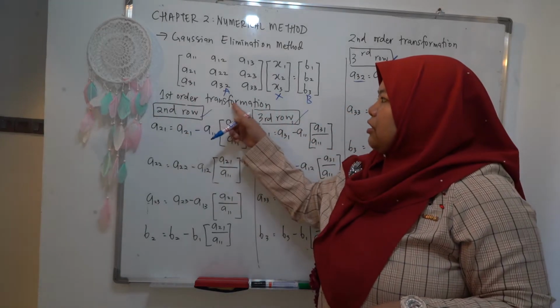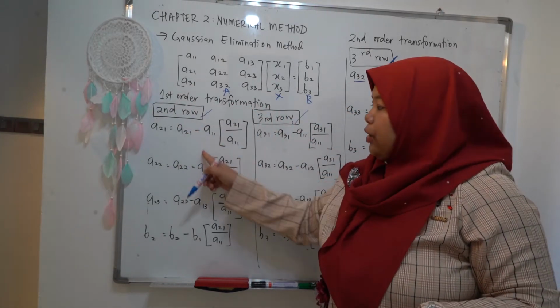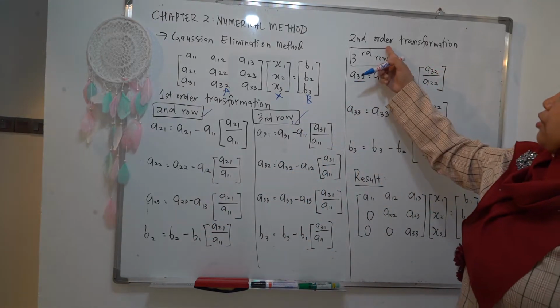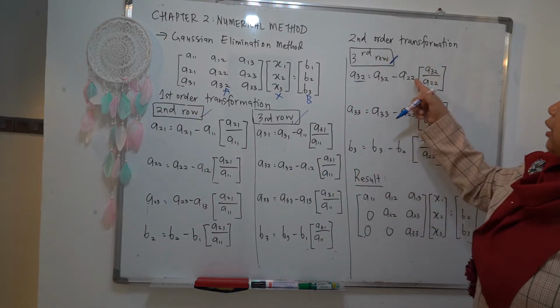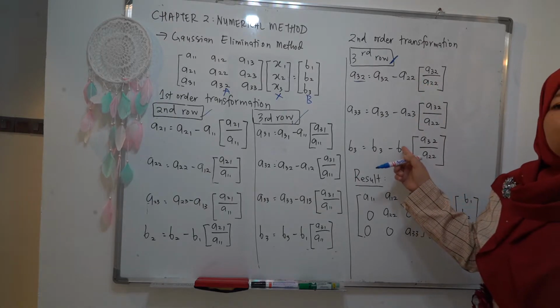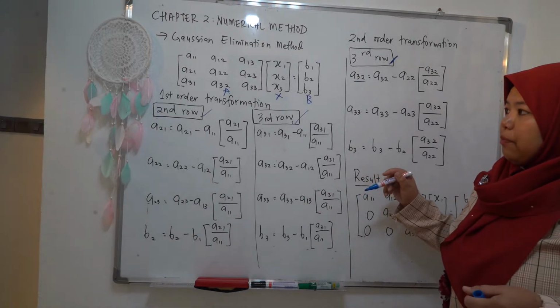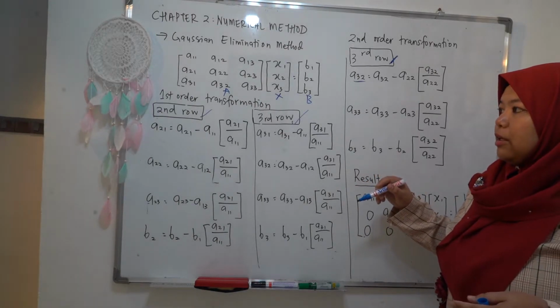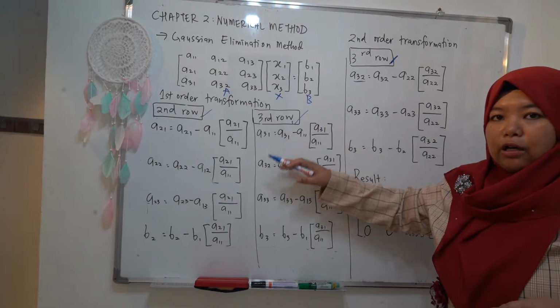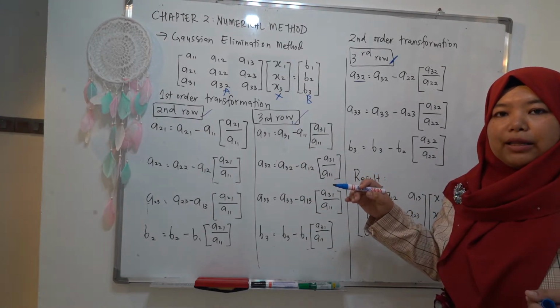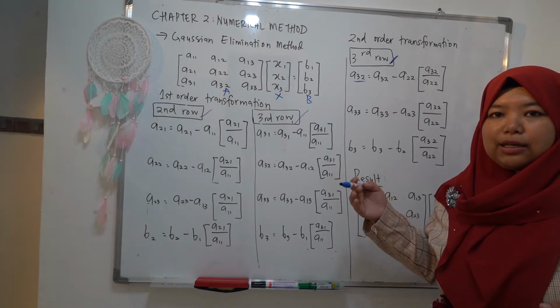If it is the first order transformation, we will deduct with the first row. If it is the second order transformation, we will deduct with the second row. So it is a tip if you're confused, because in the final exam, this is not given. So you have to know and understand the pattern so you can do it easily.